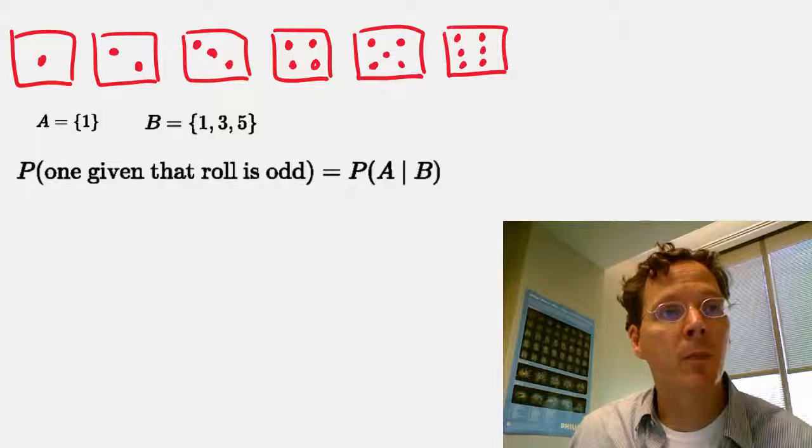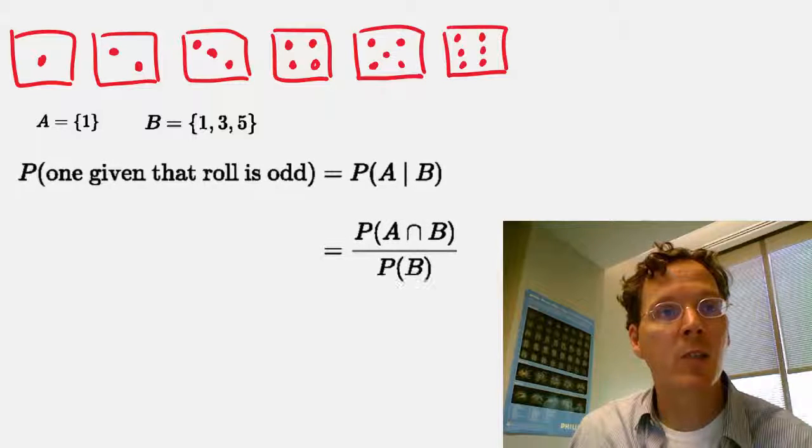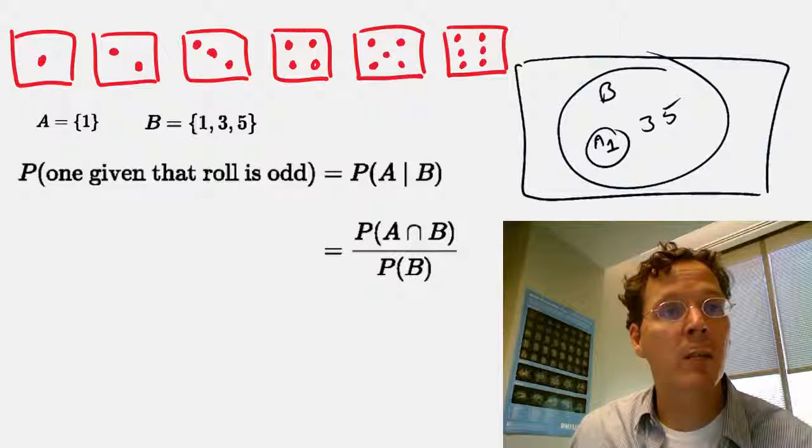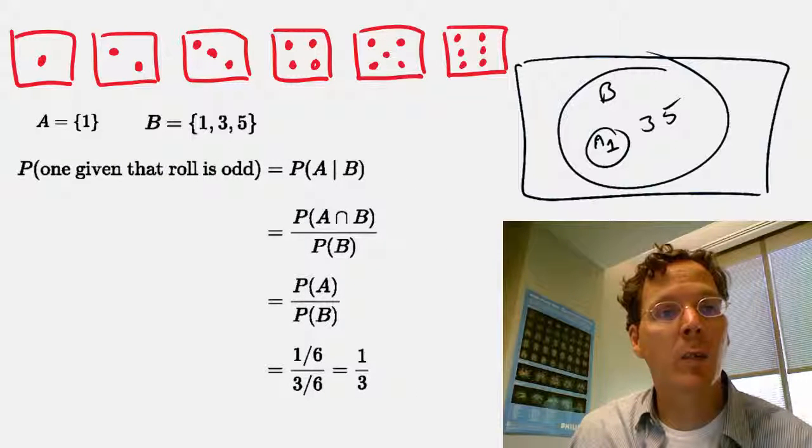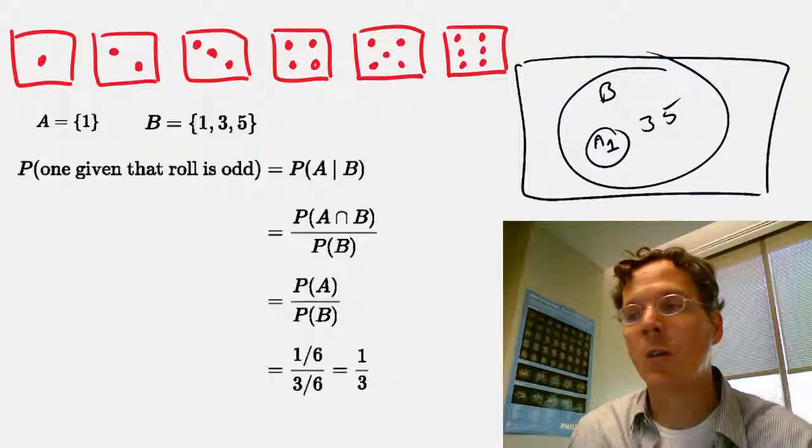That's the probability of A given B, which is the probability of A intersect B over the probability of B. In this case, A happens to lie entirely within B, so the probability of A intersect B is just the probability of A. So that works out to be 1/6, and then the probability of B in the denominator works out to be 3/6, right? 1/6 for each of the 3 mutually exclusive possibilities, which works out to be 1/3, which is what we knew had to be the answer.